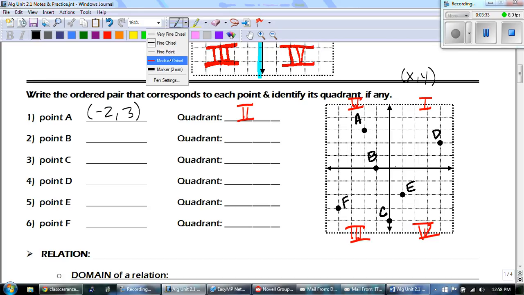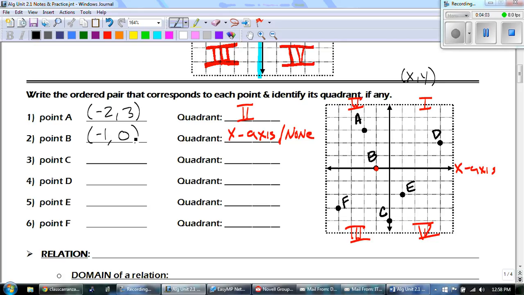Now, point B. Where's point B at? Yep, and that's on the x-axis. I would say that it's on the x-axis because it is not in a quadrant. So those are the 2 things that you could say. Now, directions to get to B from the origin is I have to go to the left 1. So my x is -1, and then I don't go up or down, so that is 0.